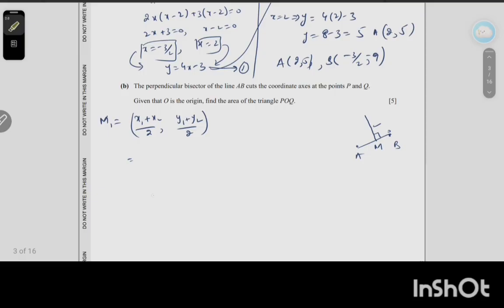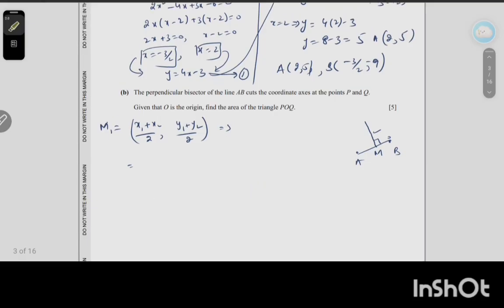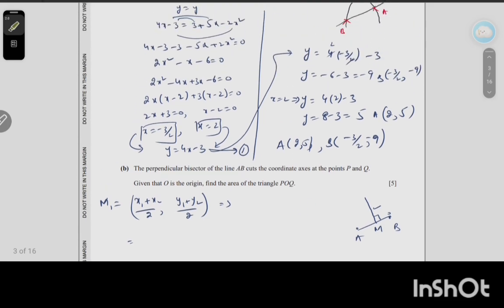Okay, so what are our x1 and x2? We have to label these points. This one we have x1, y1, and the second one is x2, y2. We have to apply these points.